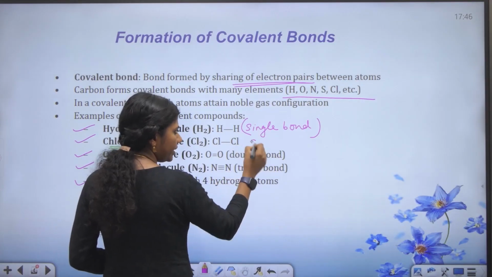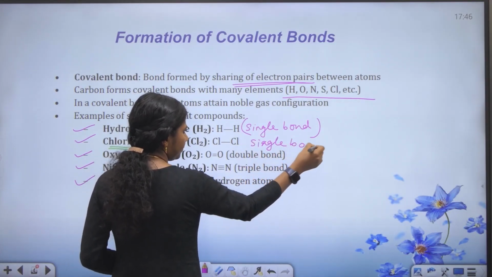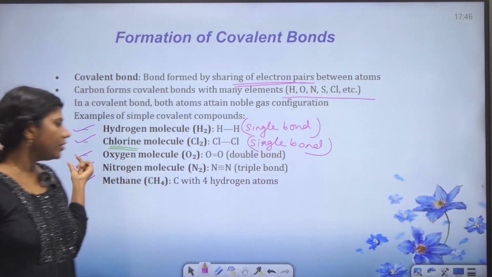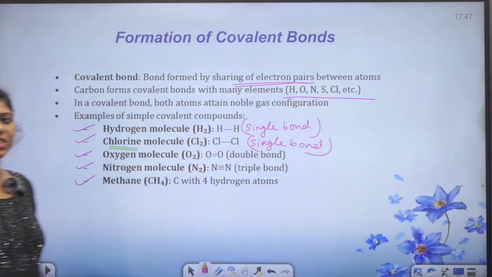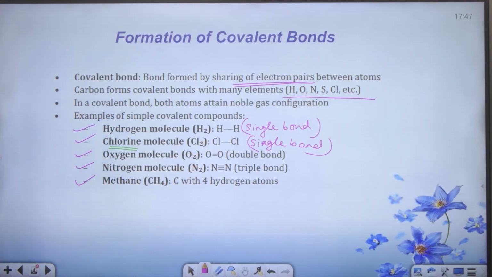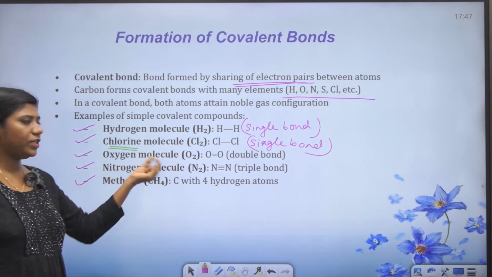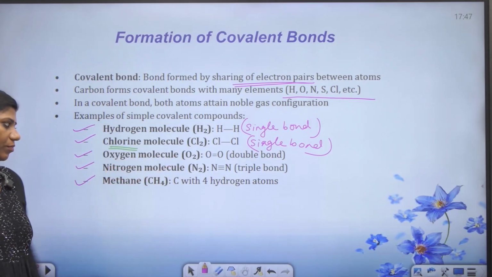Cl single bond Cl, Cl2 molecule, also a single bond. And the oxygen molecule: we know that oxygen is formed by a double bond. Two oxygen atoms share two pairs of electrons, or four electrons. That means the bond between two oxygen atoms is a double bond. Nitrogen molecule, it's a triple bond.